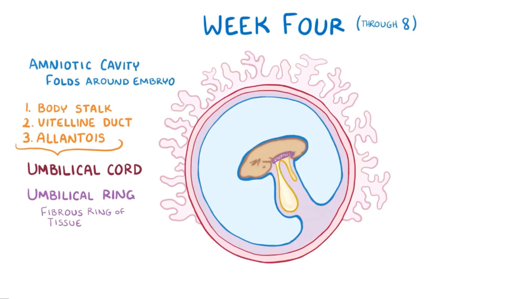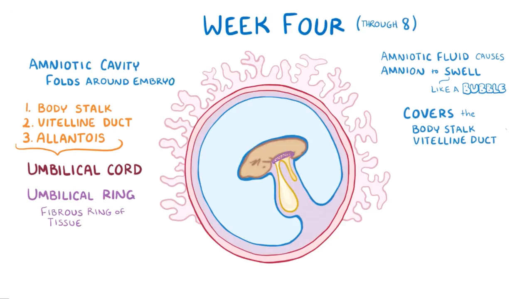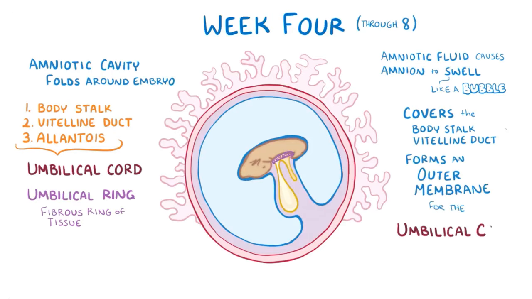The cells lining the amniotic cavity, which originally derived from the epiblast cells, start to generate a lot of amniotic fluid. This causes the amnion to swell and take over most of the space in the chorionic cavity. As the amnion expands like a big bubble, it folds in and covers the body stalk and vitelline duct, forming an outer membrane for the umbilical cord.